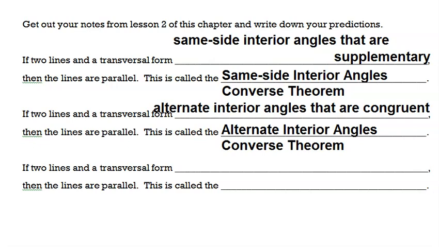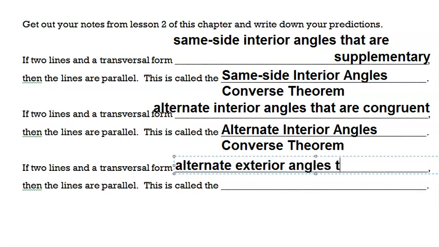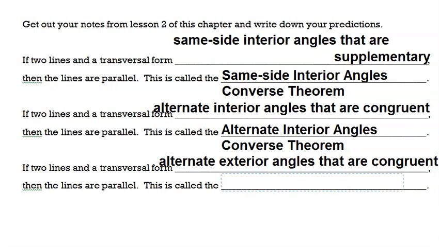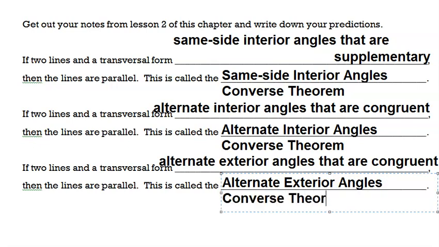Now, the last one that we practiced was alternate exterior. Same deal. We want the alternate exterior angles to be congruent. If they are, then the lines are parallel, and that leaves us with the last part. There you go.